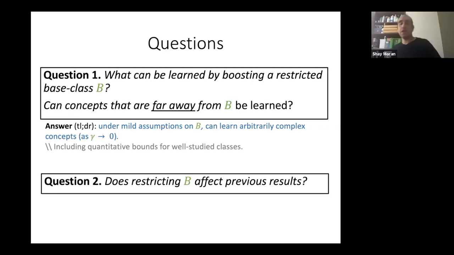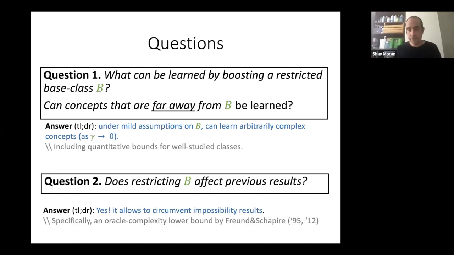And the second question we will ask is, does this assumption affect the previous results in the theory of boosting? Indeed, it does, and it allows us to circumvent a classical lower bound by Freund and Schapire on the oracle complexity. Okay, so these are the two main questions. How do previous results change under this assumption that the weak learner is restricted? And what can even be done? What can be learned in this context?